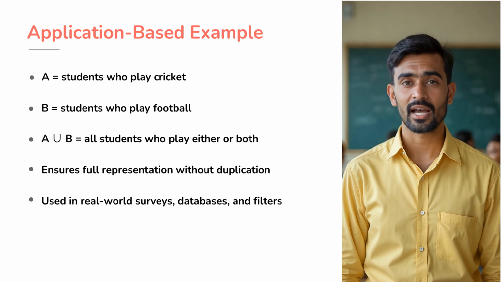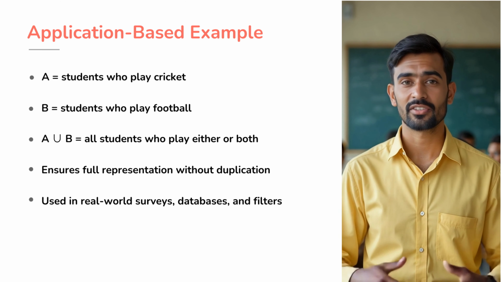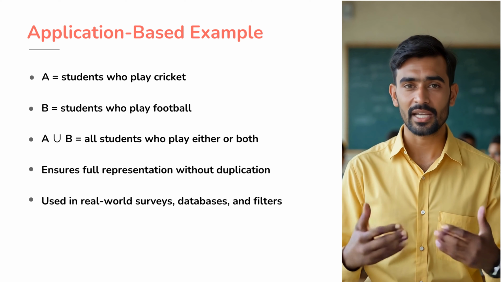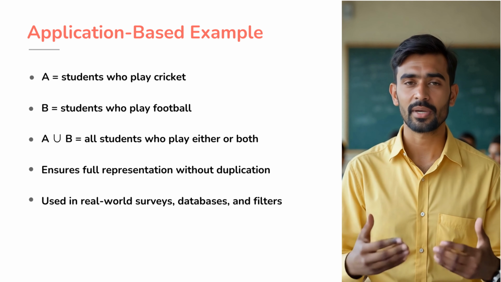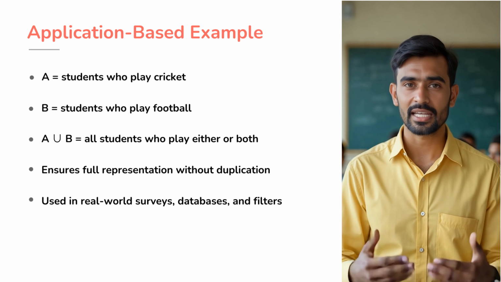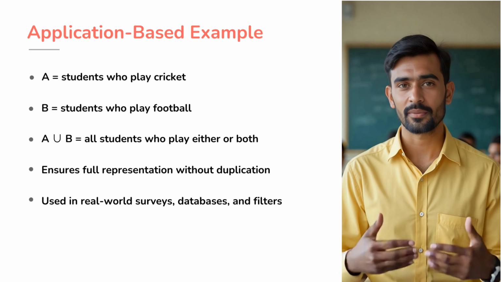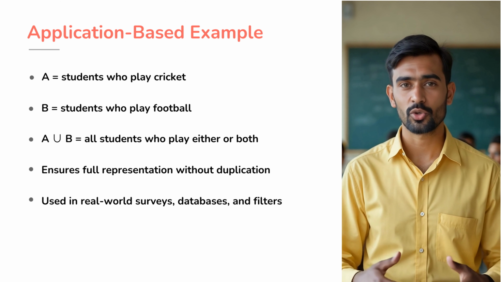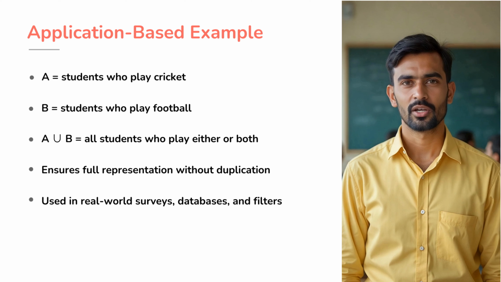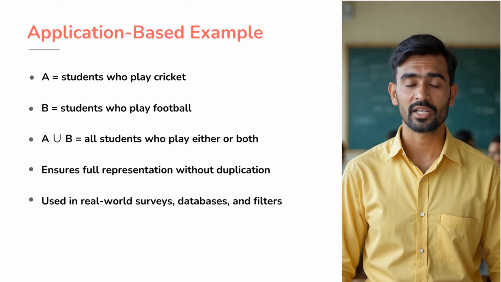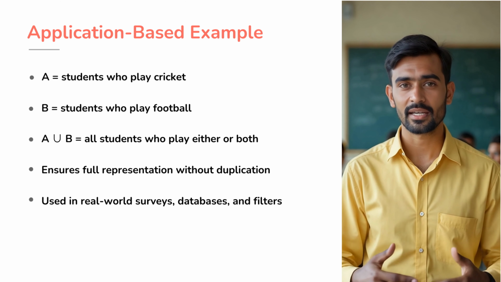Here's a practical example. Let A be the set of students who play cricket and B be the set of students who play football. Then A ∪ B is the set of all students who play either cricket, football, or both. This way, we avoid duplication and ensure that every participant is included. In real-world data handling, union operations help us in survey analysis, database merging, and logic-based filtering.